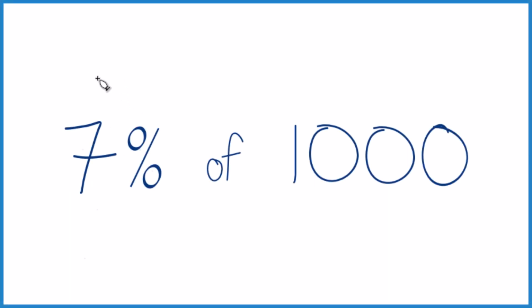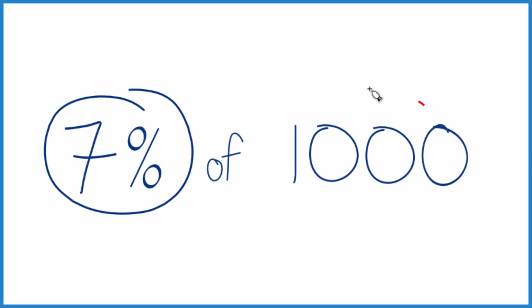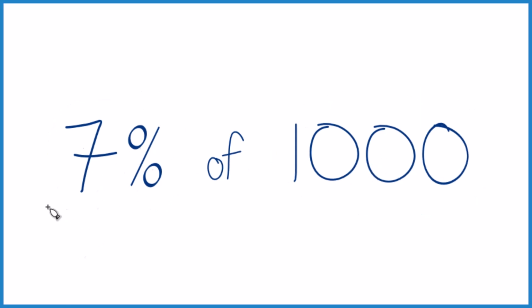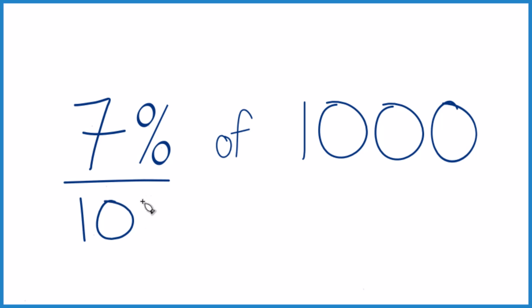This is Dr. B. Let's take 7% of 1,000. Here's how I think about it. 7%, that percent means per 100. So if I just had 100 here, it would be 7% of 100 would just be 7. But I have an extra zero. So instead of 7, we're going to call it 70. 7% of 1,000, that equals 70.